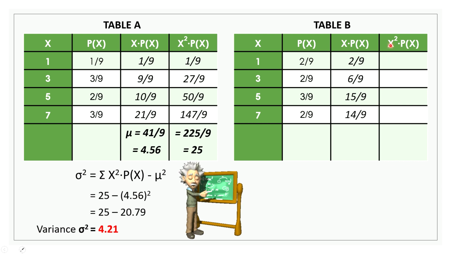So next, we will get the summation or the product of x squared multiplied by p of x. So 1 squared multiplied by 2 over 9 is equal to 2 over 9. And then 3 squared multiplied by 2 over 9 is equal to 18 over 9. And then 5 squared multiplied by 3 over 9 is equal to 75 over 9. And then the last one is 7 squared multiplied by 2 over 9 is equal to 98 over 9. So, meron ng value yung ating x multiplied by p of x. And then, yung value din ng x squared multiplied by p of x, ito sila.